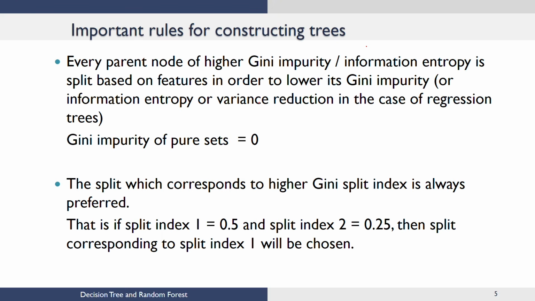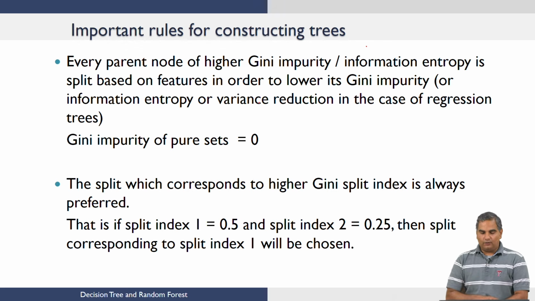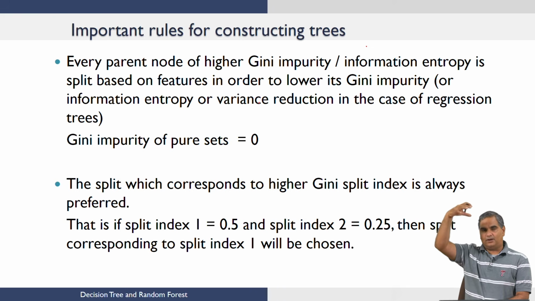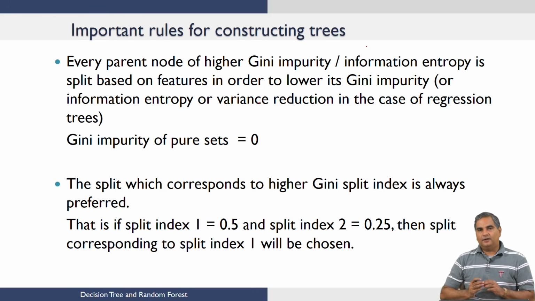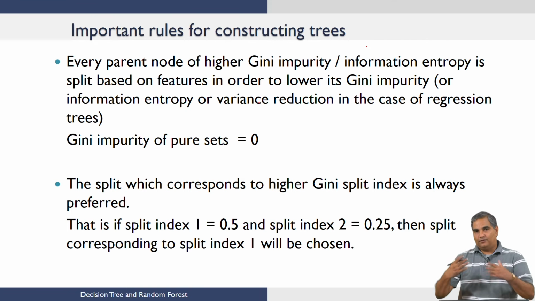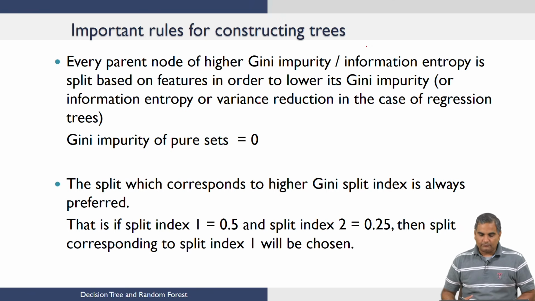So, basically the important rules for constructing this is, every parent node will have a higher Gini impurity. Remember I said at the top is where I have not done any splitting, and ideally what I am looking for is the bottom level nodes which are pure. So that means for them the Gini impurity is 0, they are pure sets. So basically Gini impurity keeps coming down as I go down the tree, and there are multiple options for doing this splitting.